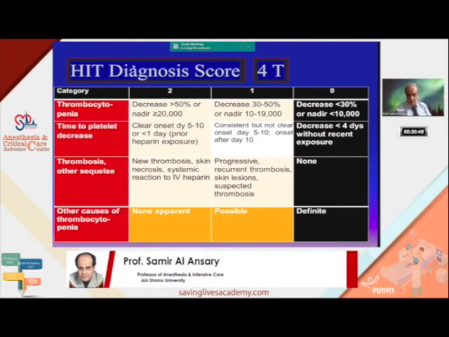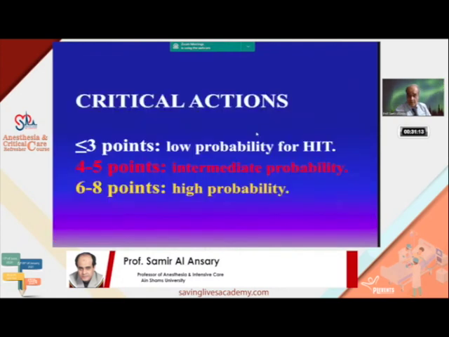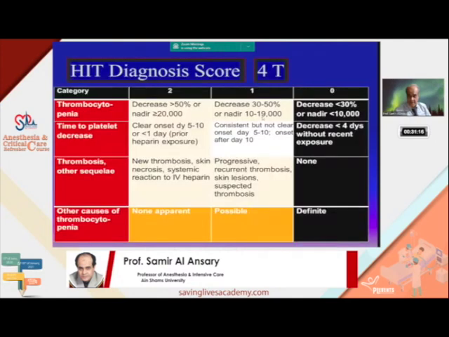We over-diagnose HIT. So if we can make this table and calculate the score in our patients, we can predict who is actually suffering from it. If thrombocytopenia decreased by 50% or more, with nadir more than 20,000, it will take two points. If decreased 30 to 50% and the nadir is from 10 to 20,000, it will take score 1, and if it decreases less than 30% or nadir is less than 10,000, it will take 0.